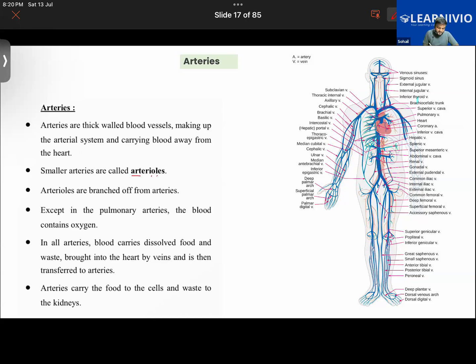Arterioles, the second paragraph, this one. So write down: arteries are thick-walled blood vessels making up the arterial system and carrying blood away from the heart. After this, you will write down this: in all arteries, blood carries dissolved food and waste brought into the heart by veins and is then transferred to arteries. Then arteries carry the food to the cells and waste to the kidneys also.